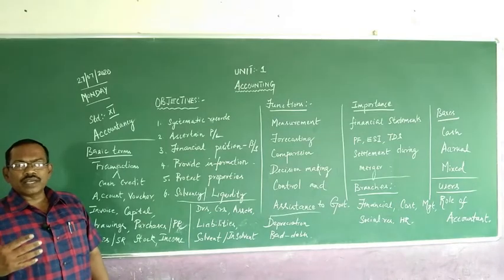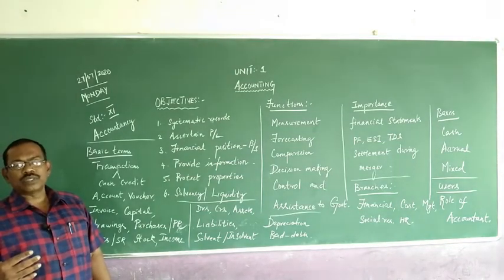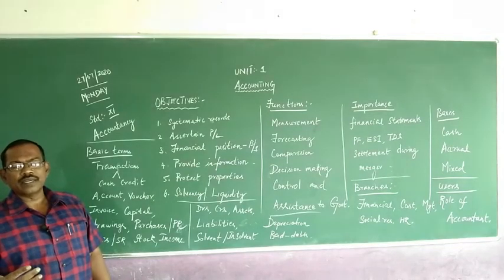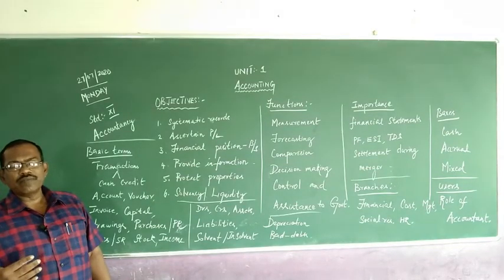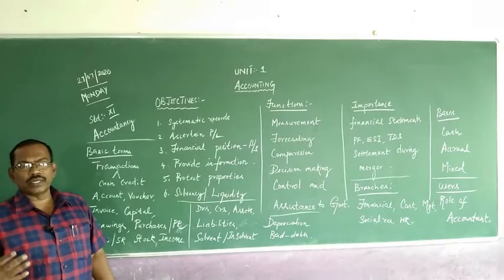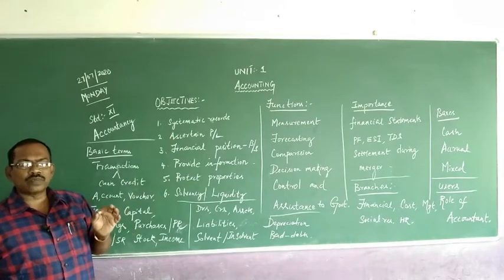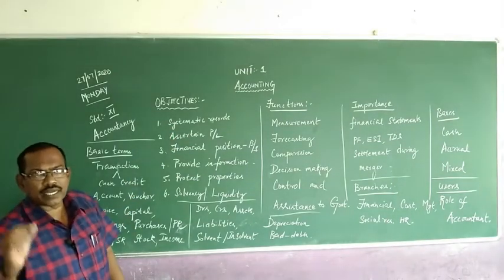Whenever you want to record something, something should happen. So something is happening by way of a transaction. After a transaction takes place, we start passing entries in chronological order. That's what I told you the other day. So the main objective of accounting is maintenance of systematic records.